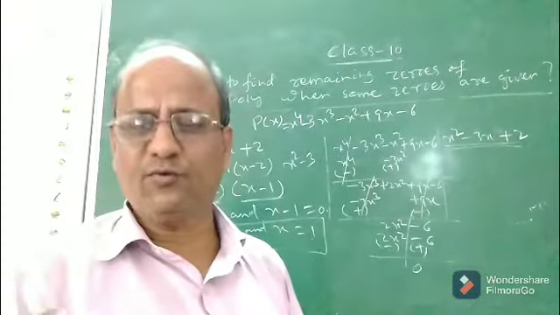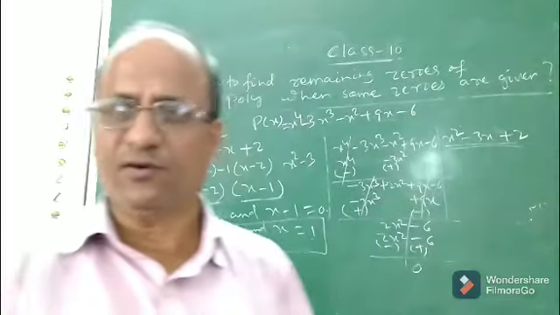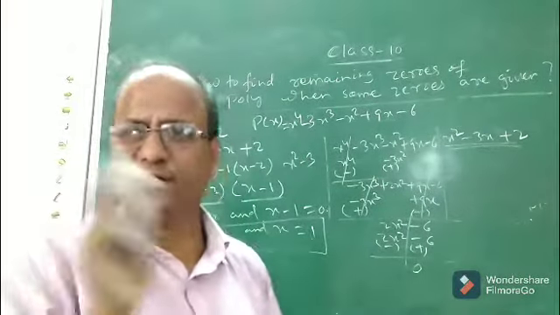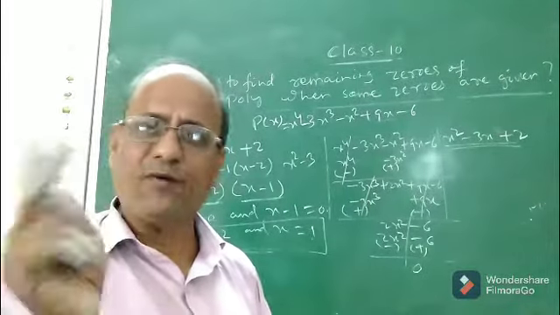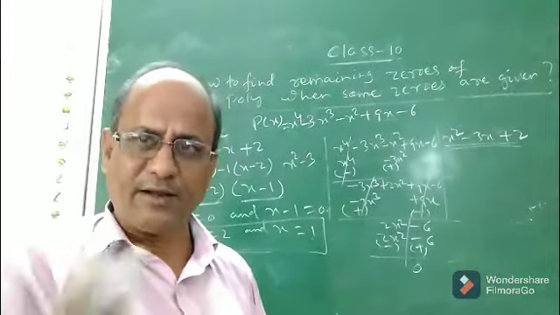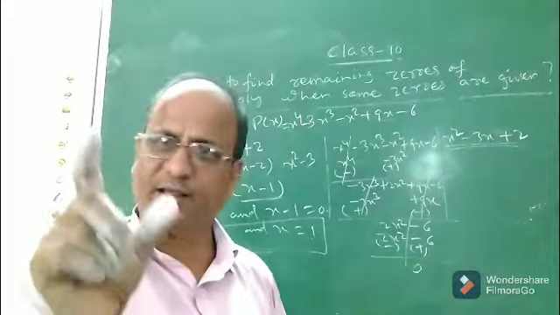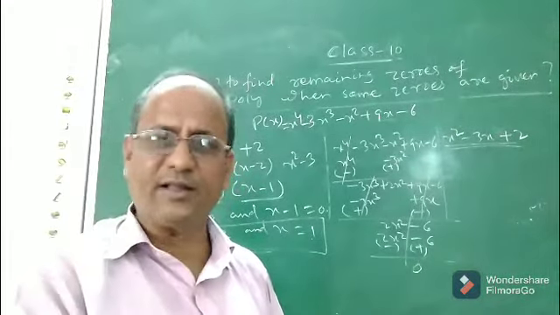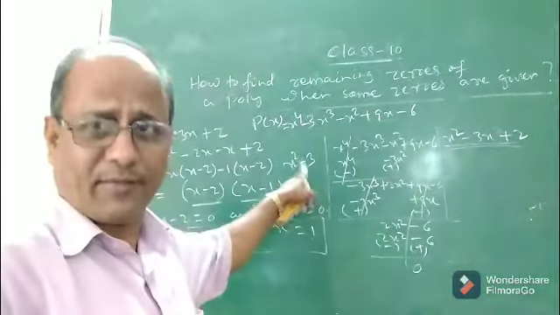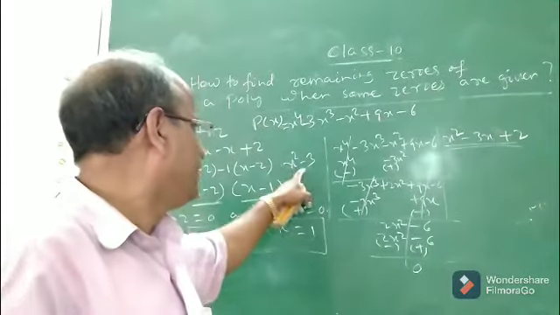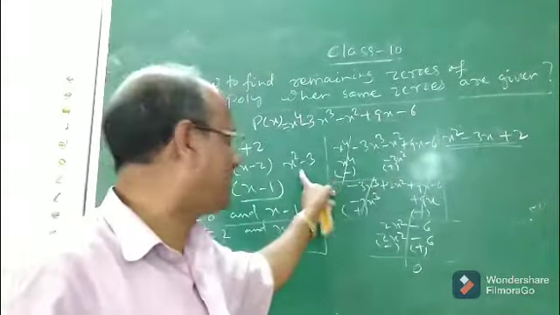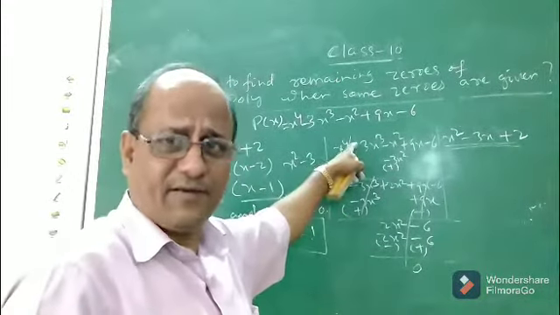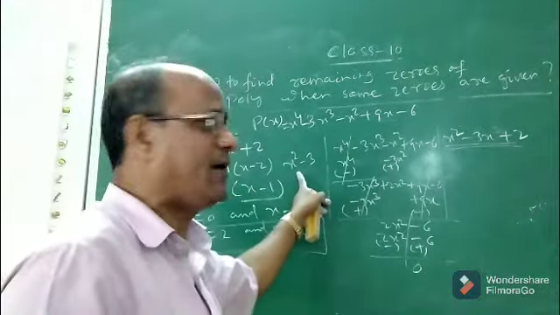I think you understood. Once again I am summarizing the steps. What are the steps? First, you are given two zeros, apply the factor theorem, you will get two factors. Now whatever two factors you got, you multiply them, find the product, you will get a single polynomial. That polynomial is x square minus 3. So this will also be a factor of the given polynomial.